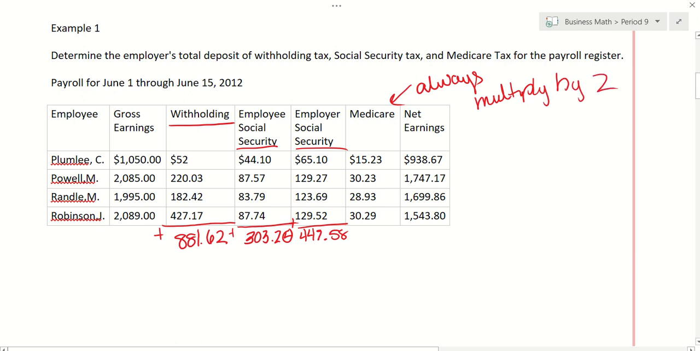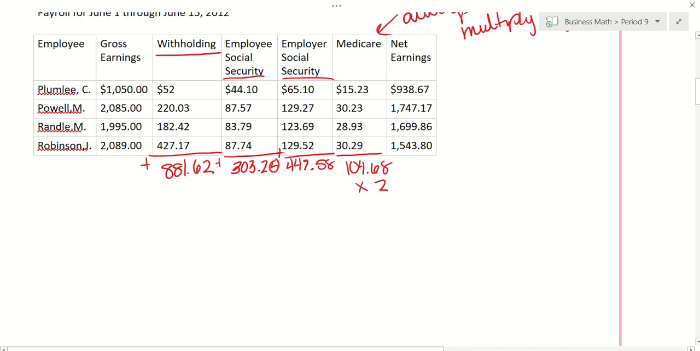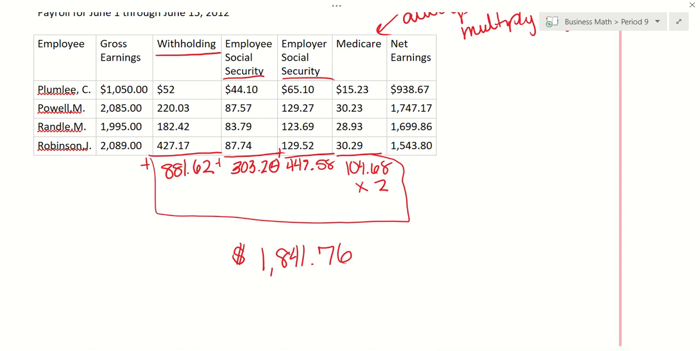That is because the employer is matching the employee in what they put in for Medicare. So that one is $104.68, but multiply it by 2. Then you add this all together right here. Add all of those up. You get a total answer of $1,841.76. So that is the employer's total deposit of withholding tax, Social Security tax, and Medicare tax for that payroll register.